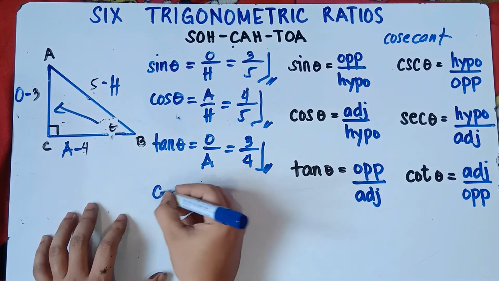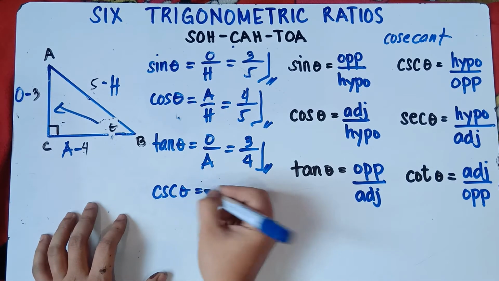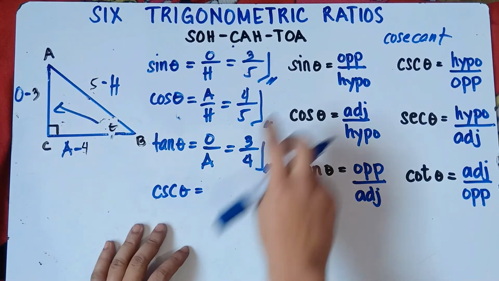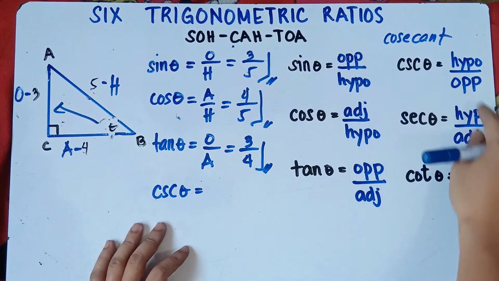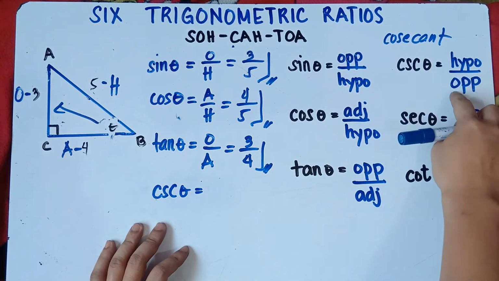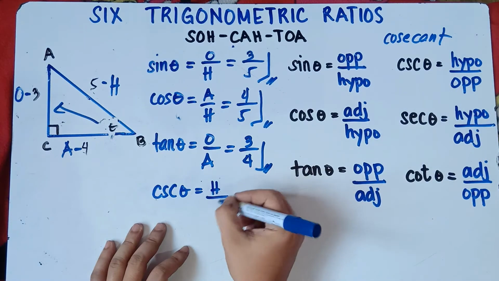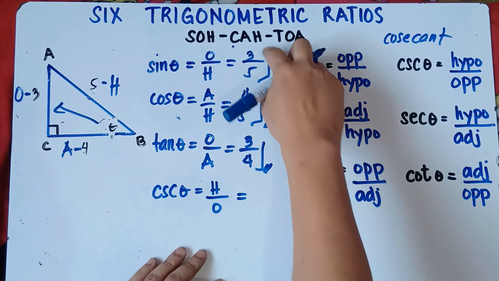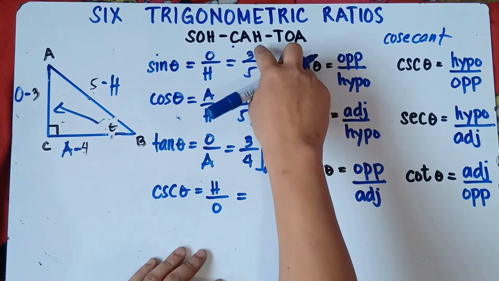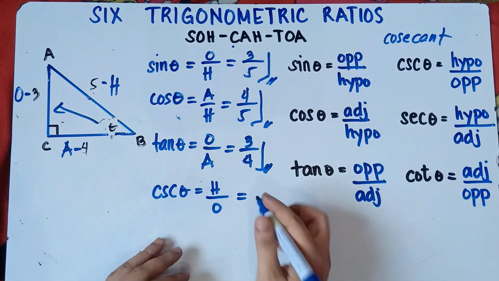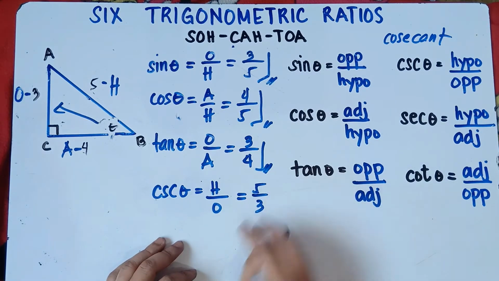Let's have CSC, or cosecant theta. For cosecant theta, just get the reciprocal of sine. Cosecant is hypotenuse over opposite, so H over O, or just get the reciprocal of your answer for sine, class. This is 3 over 5. Get the reciprocal, that would be 5 over 3.